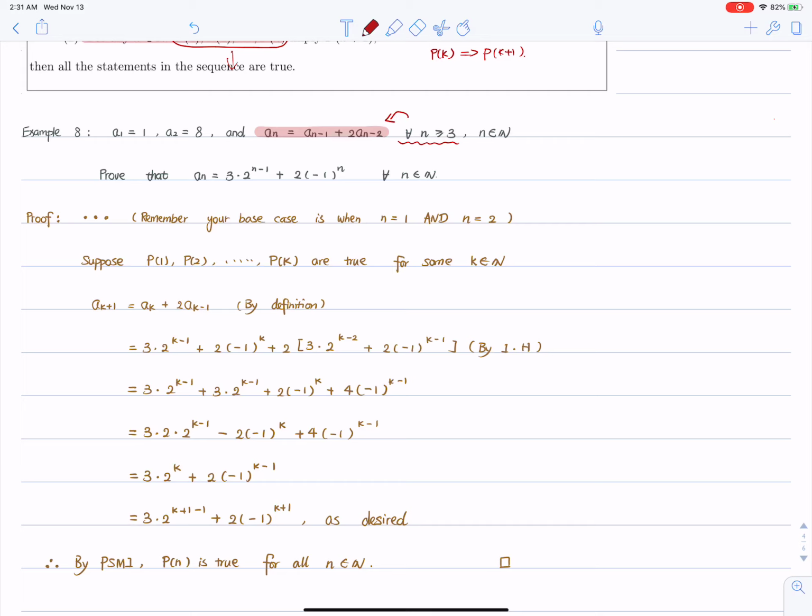this is a condition for your recursive definition. What you want to show is true for your base case is this. And we know this is true for all n in natural numbers. That's why you don't start with 3, you start with 1 and 2.